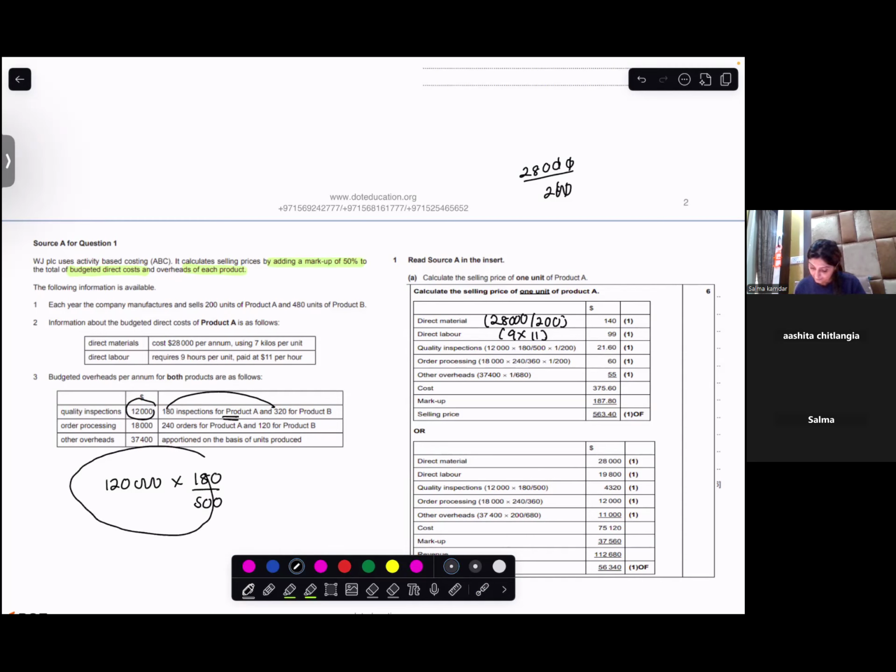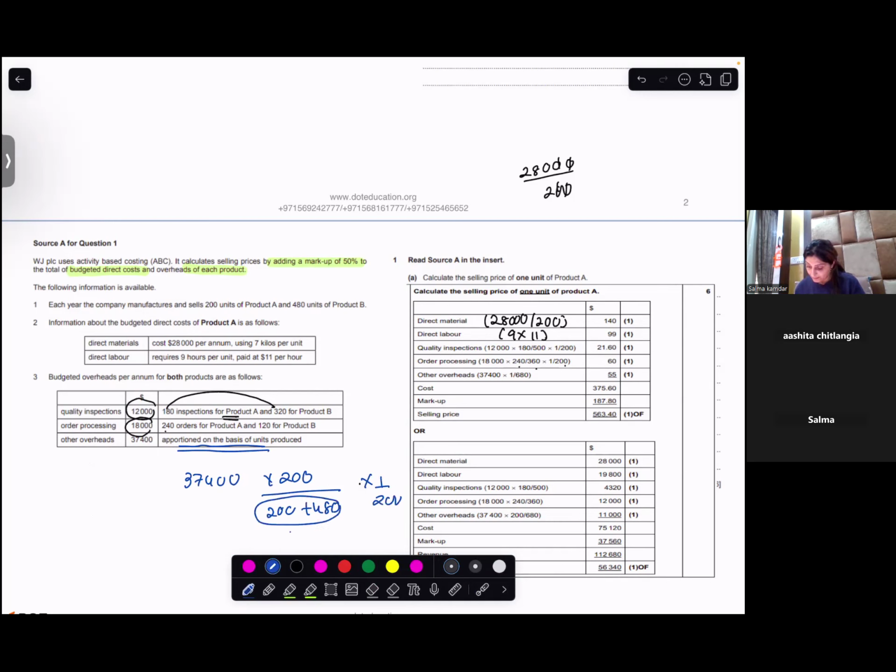You'll get the total for product A, for 200 units. Then you have to divide that by 200 to get for 1 unit. Similarly, 18,000 into 240 divided by 360 divided by 200 for order processing. And what about other overheads? Other overheads are apportioned on the basis of units produced. So I did 37,400 into 200 upon 640 into 1 upon 200 again to find out per unit.